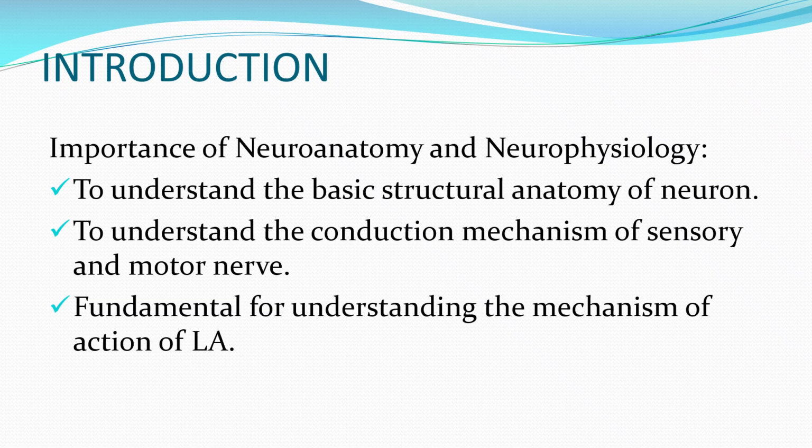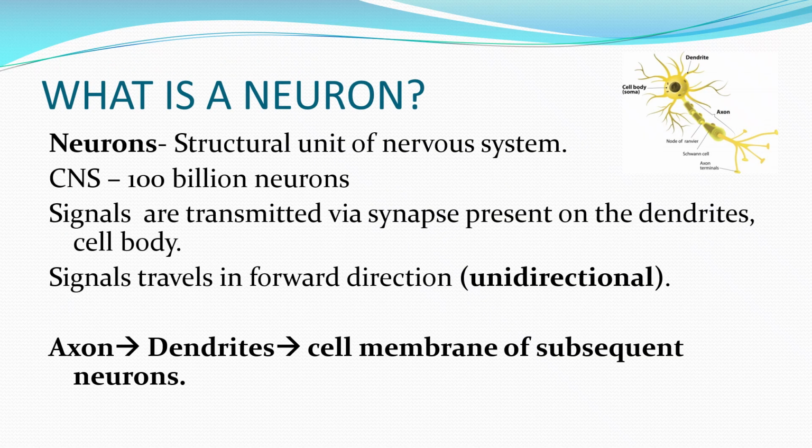So coming to the basic introduction of neuroanatomy and neurophysiology, you need to know the basic understanding of the structural anatomy of a neuron and also the basic conduction mechanism of the sensory and motor nerve. This will pave way for better understanding of the mechanism of action of LA. So before we go with the anatomy, you should know about the neuron.